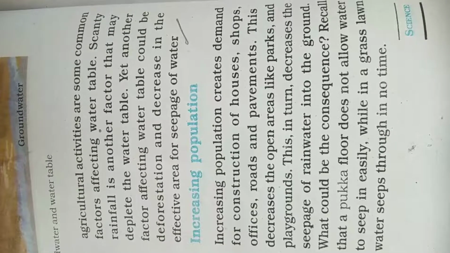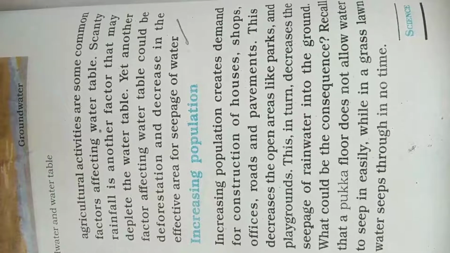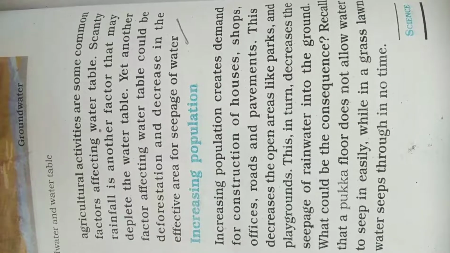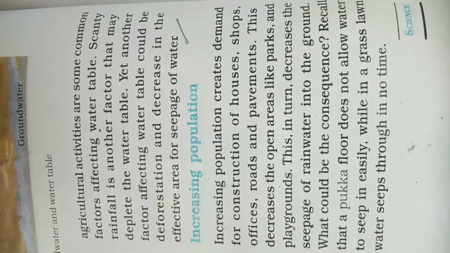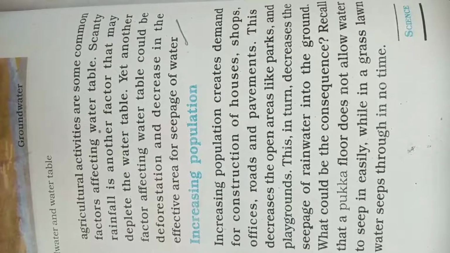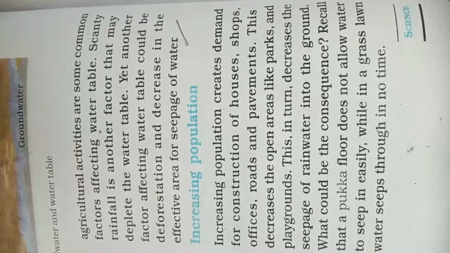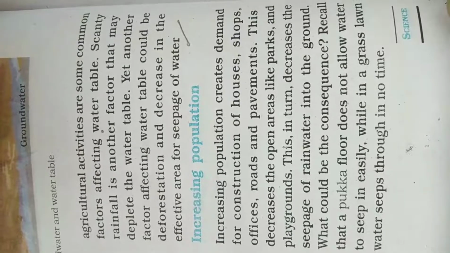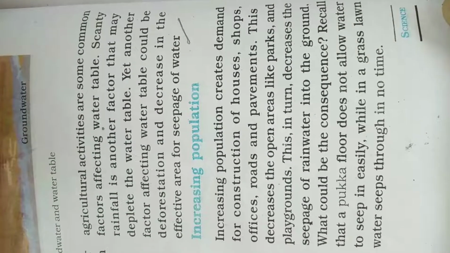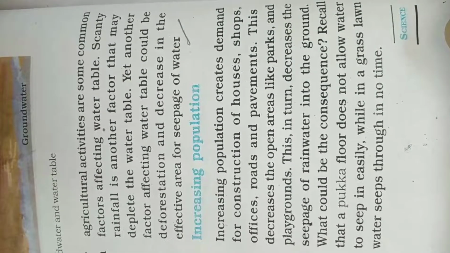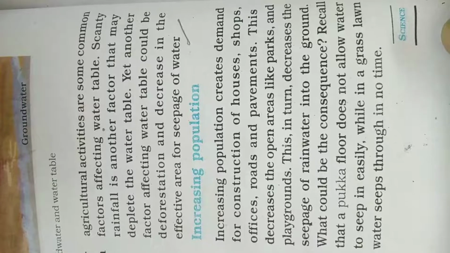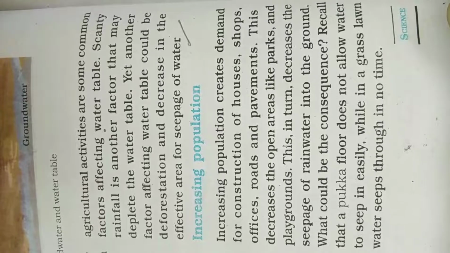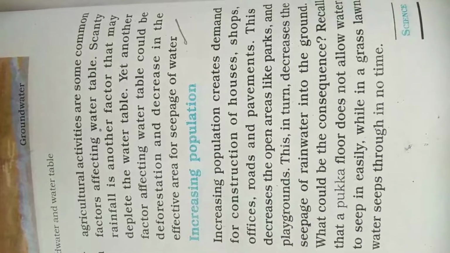Increasing population creates demand for construction of houses, shops, offices, roads and pavements. This decreases the open area like parks and playgrounds. This in turn decreases the seepage of rainwater into the ground. Recall that pucca floor does not allow water to seep in easily, while in grass lawns, water seeps through in no time.